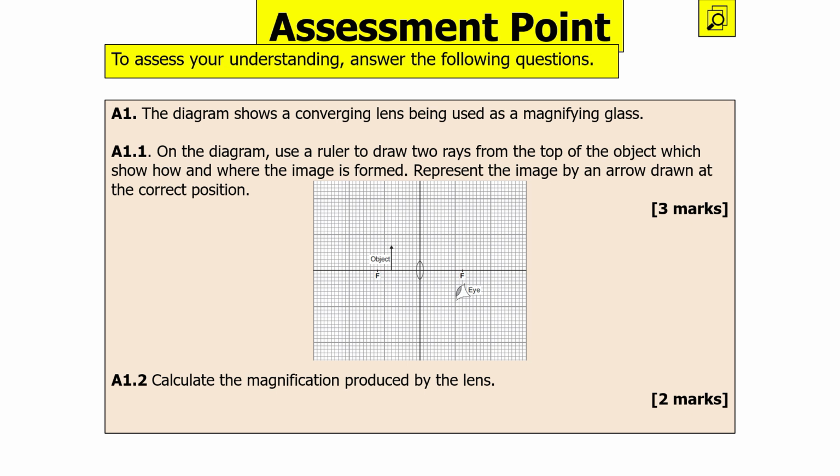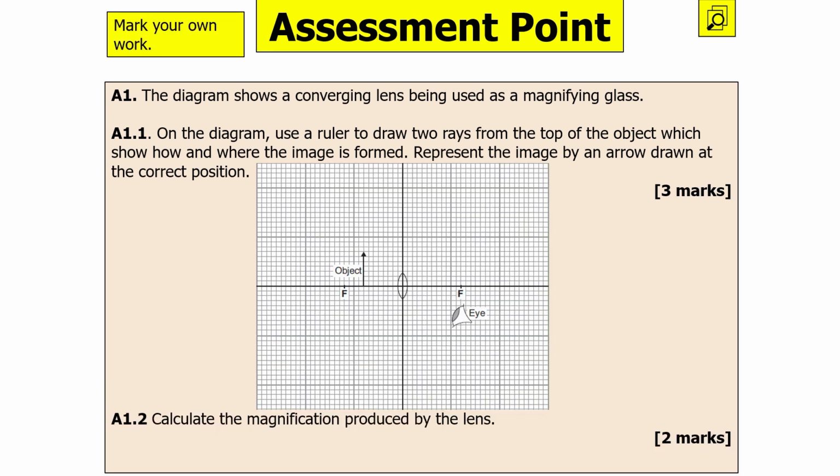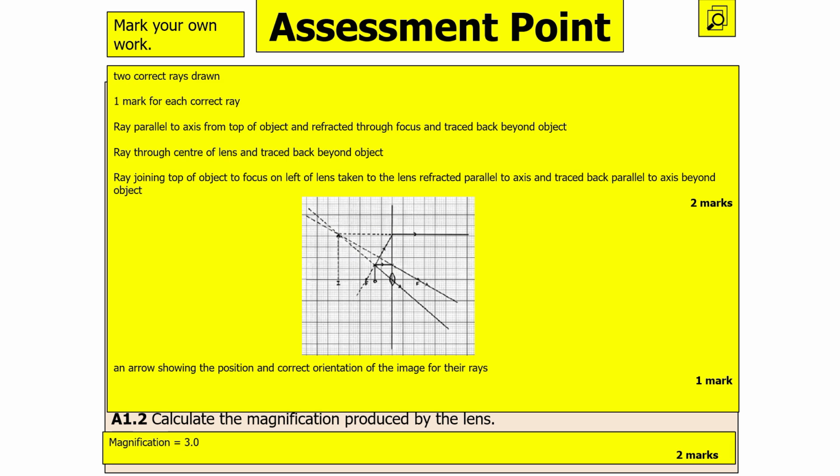So pause the video now, then unpause the video when you want to go through your answer. Right, in this first one, you can see the ray diagram that should be produced. So you can see here, you get the ray parallel to the axis from the top of the object, and it's refracted through the focus and tracked back through the object.